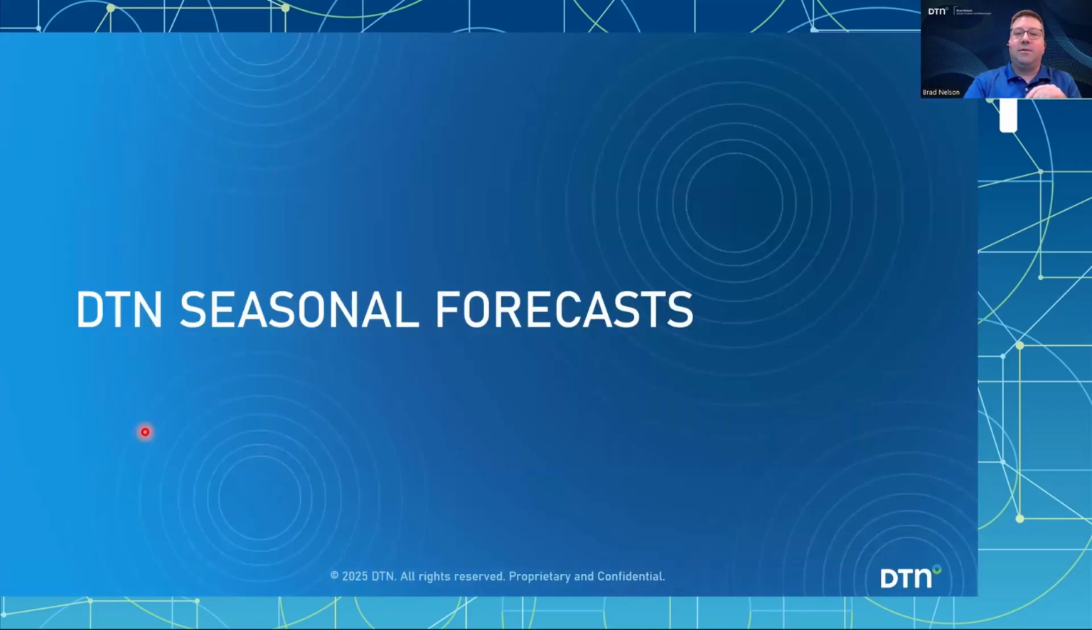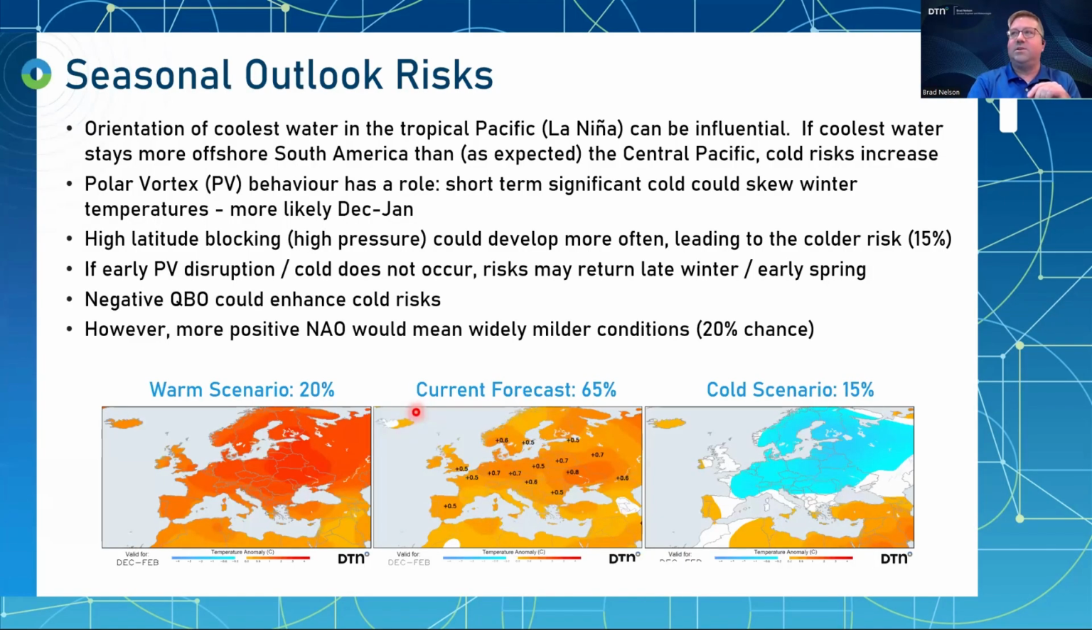And the last thing I'm going to touch on, and to wrap up the webinar here, is DTN seasonal forecasts. We have a team of expert long-range weather risk communicators that are breaking down the seasonal risks for areas of the world. This happens to be our latest Europe winter outlook. And not going to go through all the details, but these are the insights that you're going to receive from our expert team.